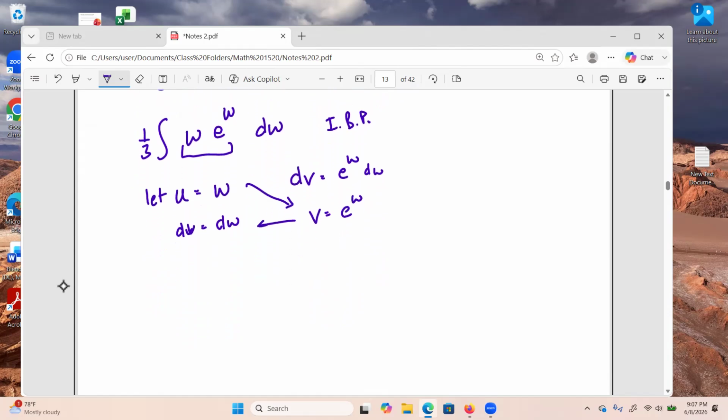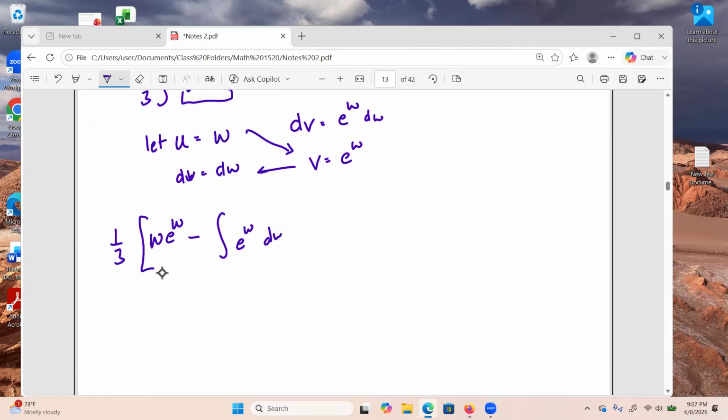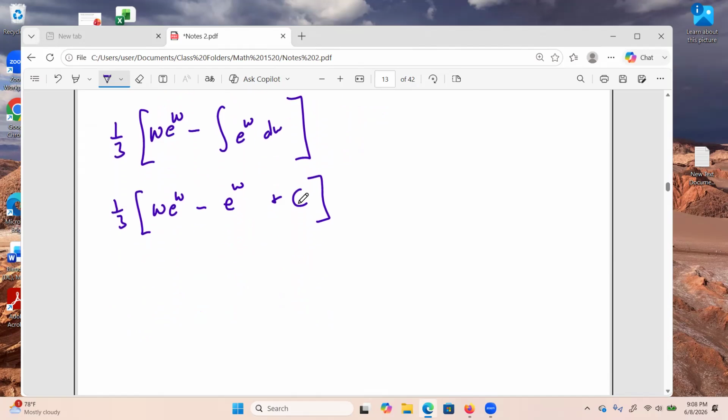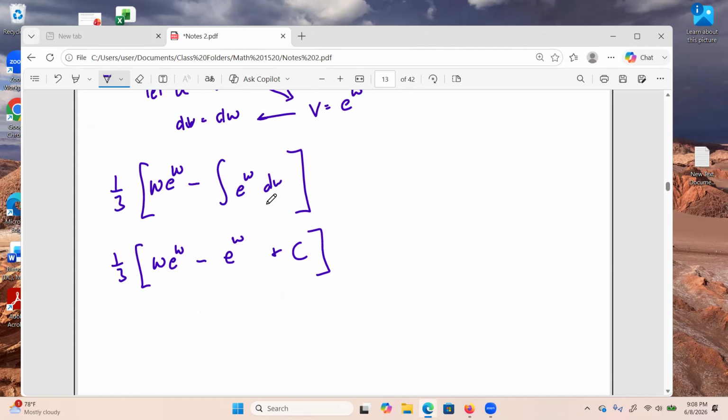Okay, so we can go ahead and deal with our integration by parts here. So we have 1/3, and now we have uv, which is going to be W e to the W, minus the integral of e to the W dW. Well, that's an integral that I can deal with. And this is 1/3 times the whole thing. So we have 1/3, and then brackets, W e to the W minus, and then integrating e to the W is e to the W plus C, right? And then 1/3 of a constant is still a constant, so you can soak up that 1/3 inside of the constant. You don't have to put a little C1 or C2 or anything like that.